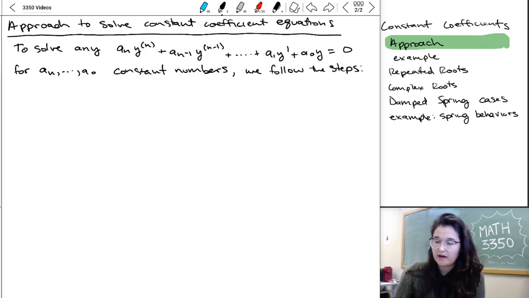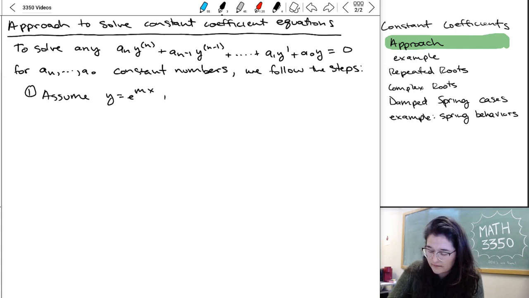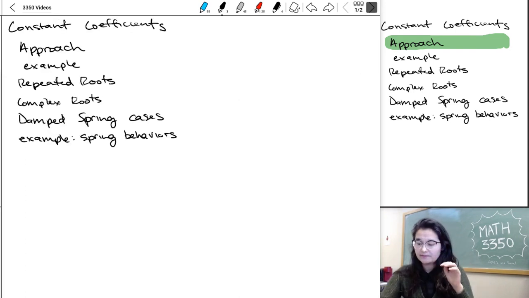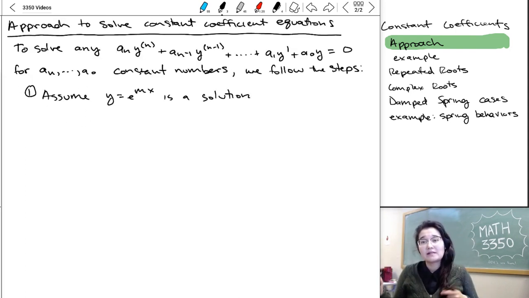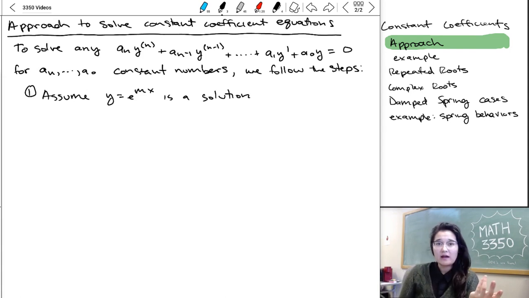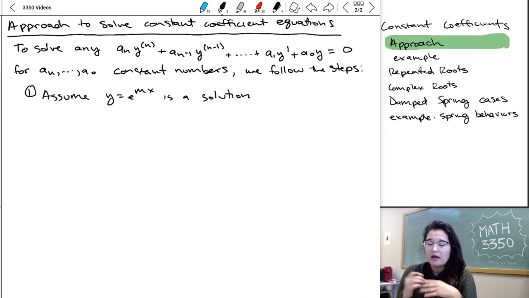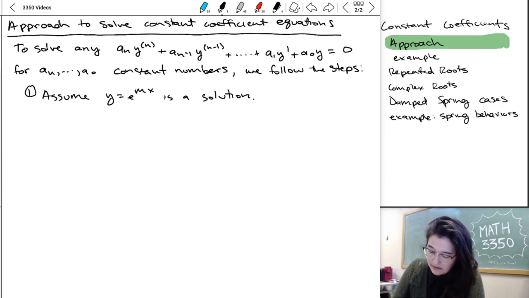And the steps we follow are going to be, first off, we assume a particular solution to the problem. And that solution is y equal to e^(mx). So this is another way of solving differential equations. Last section we covered a lot of manipulating to integrate in a fancy way. This approach is to assume the form of the solution and plug it in and see if it works. And we're going to see a few different methods that do that.